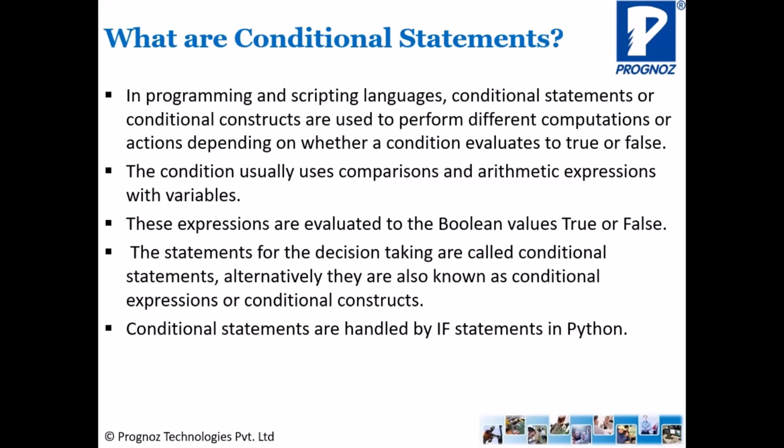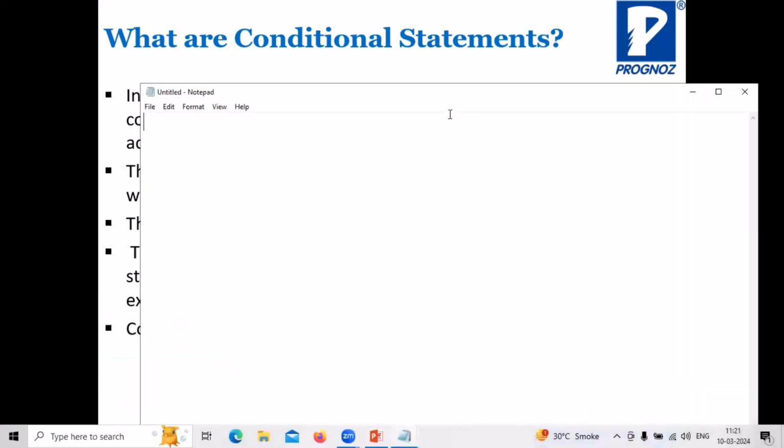The statements for decision making are also called conditional statements. We can say conditional expression, decision making, conditional construct, anything. Conditional statements in Python we can handle by using the if statement. But if you have already done Java, in Java we have the if statement, if else statement, else if statement, nested if statement, and switch case concept.